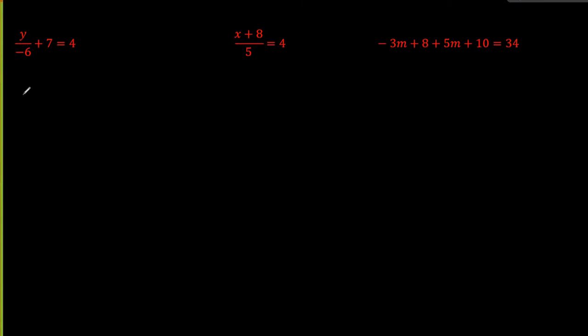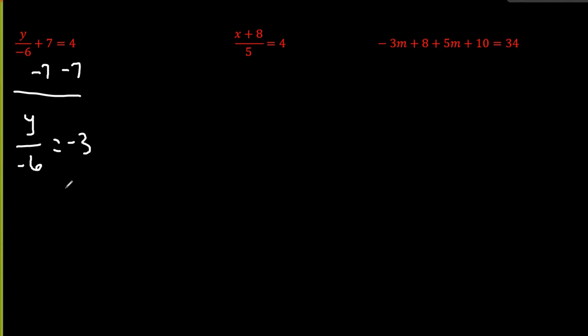So for the top left one, we're going to get rid of the stuff that's on the same side of the letter but not touching it. That's the positive 7. So we're going to subtract 7 on both sides. And that's going to give us y over negative 6 equals negative 3.